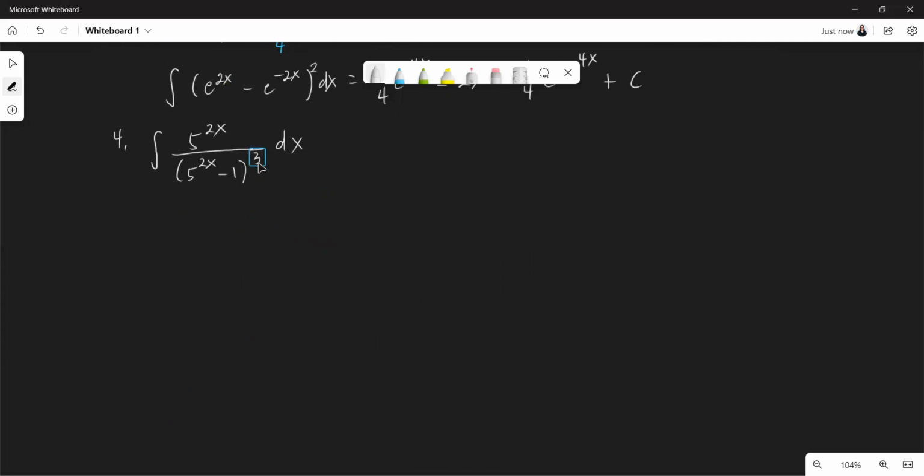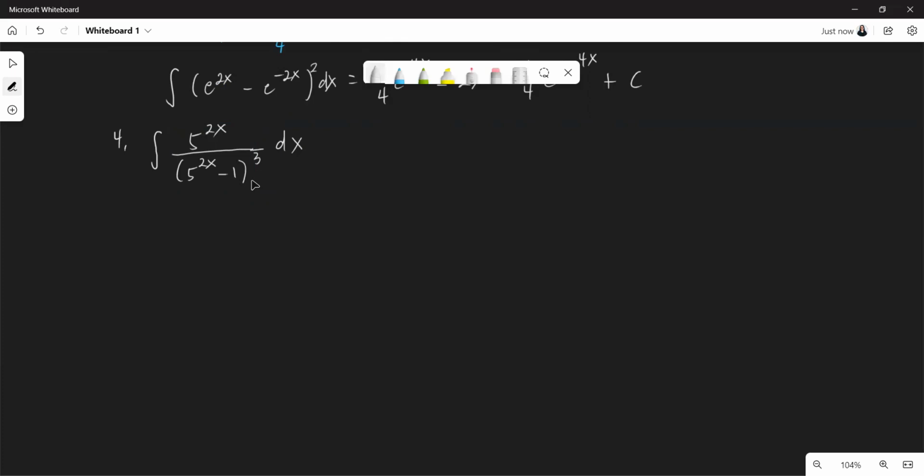The denominator is raised to the power of 3. Since we are in exponential function form, if you observe, the 5 raised to the power of 2x is the same 5 raised to the power of 2x located in the numerator. So do we have to expand this binomial? You need to really inspect the numerator and denominator and decide whether you need to use the substitution method or not.